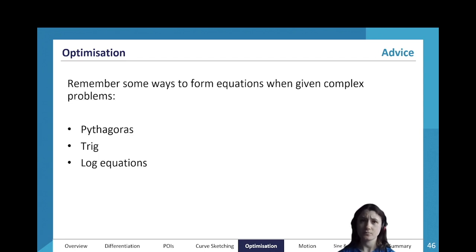Pythagoras sometimes helps. The trig ratios, sine, cos, and tan, sometimes really help with optimization. And then also log equations sometimes also help. And you'll get into those right at the beginning of year 12, so you might have even started those already.